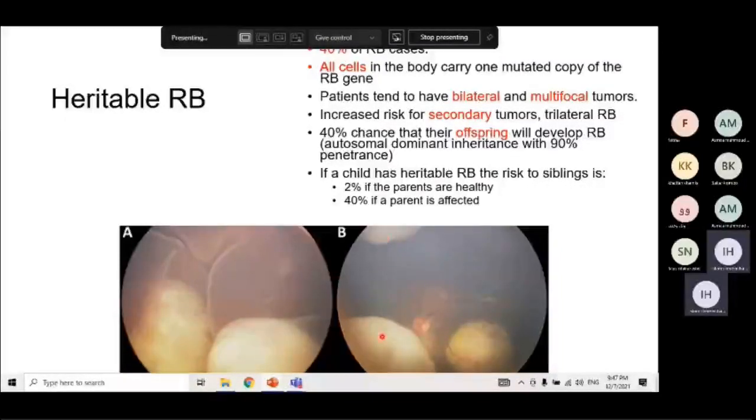So whenever you find one focus, two foci, three foci, four foci, five foci, six foci in both eyes, you should start to think, no, this is not normal.